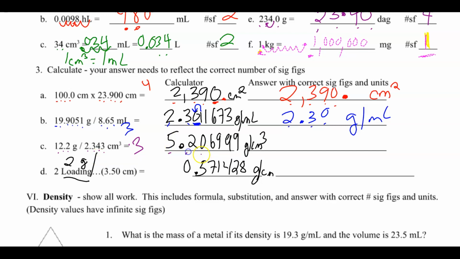So 1, 2, 3, look to the right. What will the 6 do to that 0? It will bump it up. So 5.21 grams per centimeter cubed.